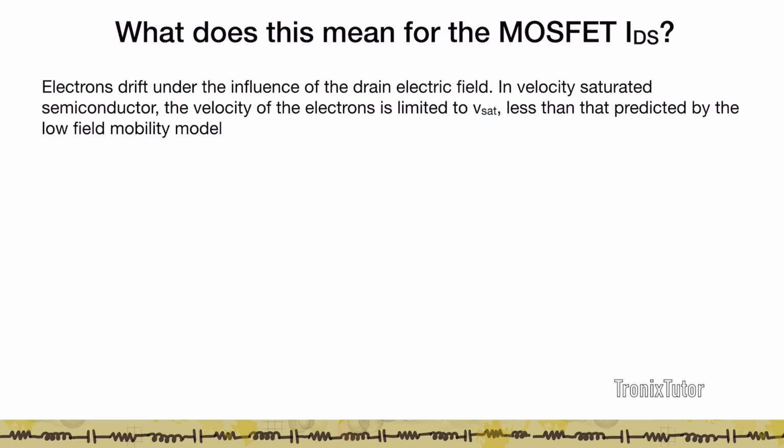So what does it mean for the MOSFET IDS? In the velocity saturated semiconductor, the velocity of electrons is limited to Vsat, and this is less than what is predicted by the low field mobility model, right?